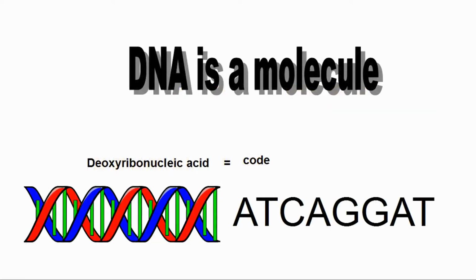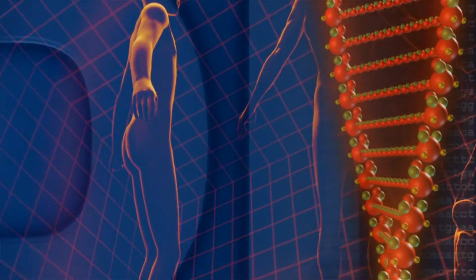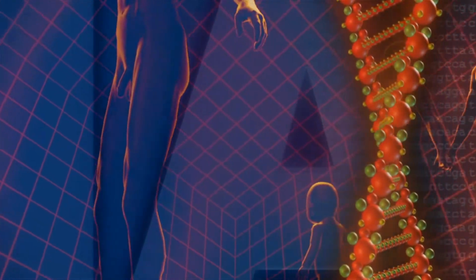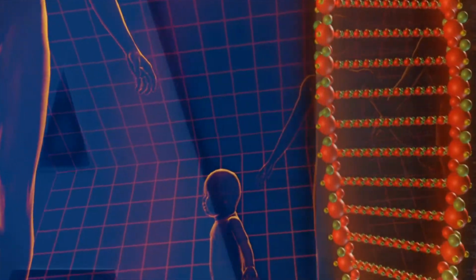DNA is a molecule. It resembles a ladder that has been twisted into a helix shape, and the rungs on the ladder are used to encode information to rebuild living things. DNA is present in our cells and is used to encode the proteins that build our bodies.